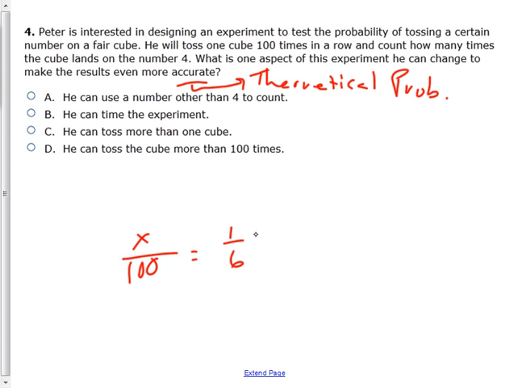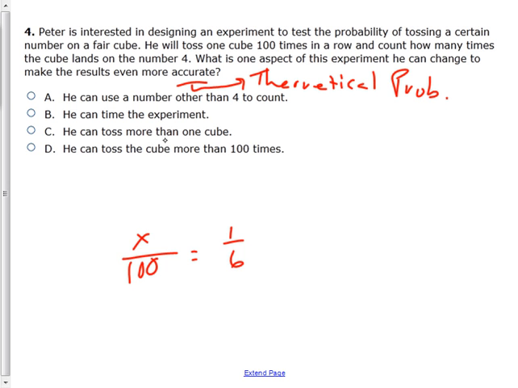Okay, so how do we get this to be closer to 1/6? We know that if we do it 100 times, we should get a certain number be a 4. Okay, so it says he can use a number other than 4 to count. Well, that's not going to change anything really. He can time the experiment. Well, time it doesn't matter. You can roll the cube as fast as you want.